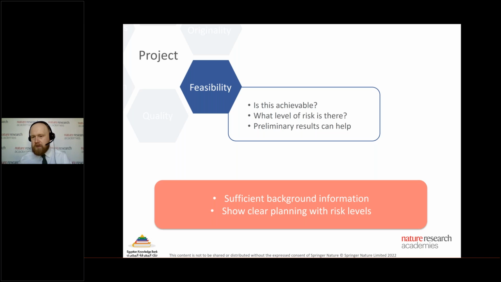So you really want to help ensure the reviewer that your work is feasible. And you may want to be using previous studies, previous experiences to help reassure them. Preliminary results can be really useful to help reassure your reviewer that the project is likely to be successful. So as I say, provide that sufficient background information and explain the risk levels of your project plan, okay?